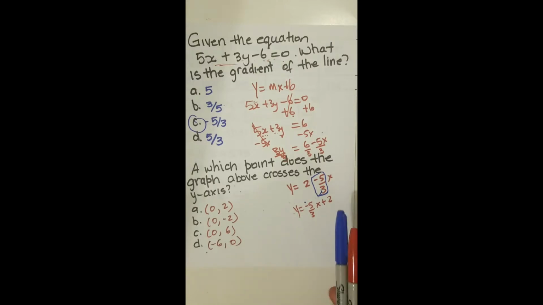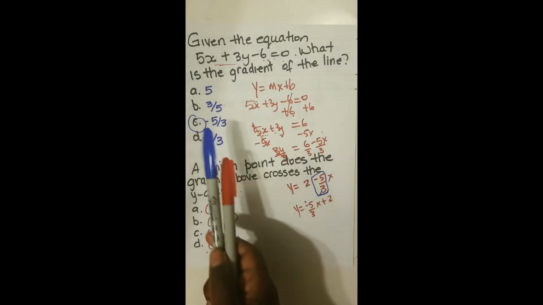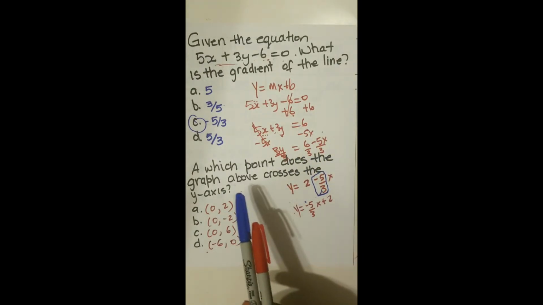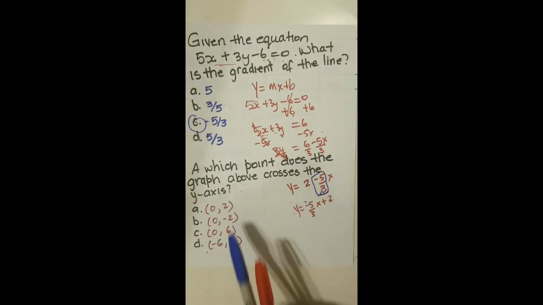Alright guys, so having this for our equation of the line, we see that the gradient here is negative 5 over 3. Alright? The next part says, at which point does the graph cross the y-axis?